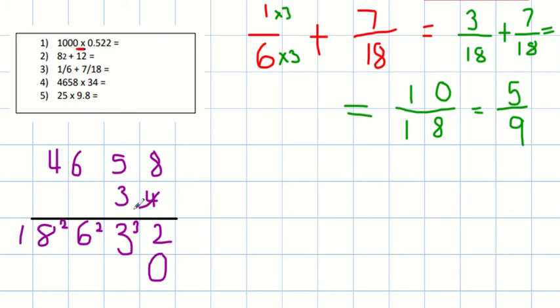We're now going to start by multiplying all the digits by 3. So 3 times 8 is 24. 3 times 5 is 15. Add the 2 you've carried, 17. 6 times 3 is 18. Add the 1 you've carried, 19. And 4 times 3 is 12. Add the 1 you've carried, 13.